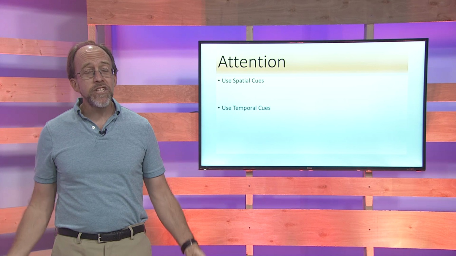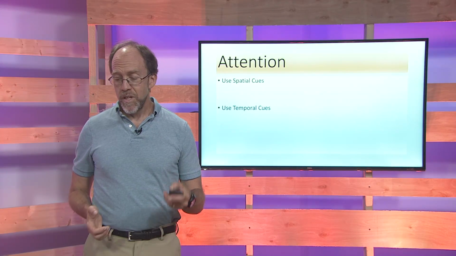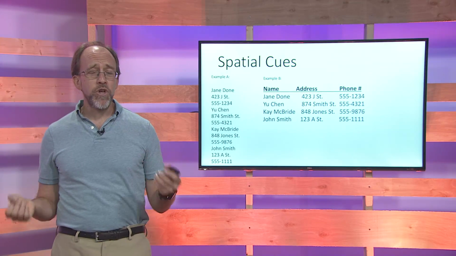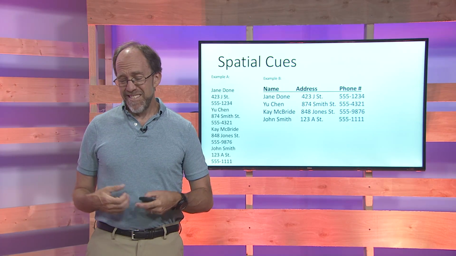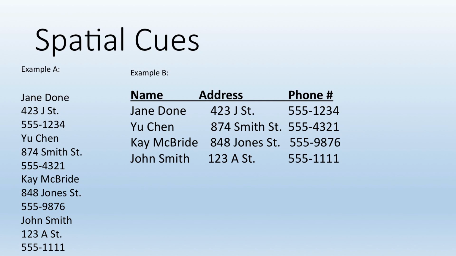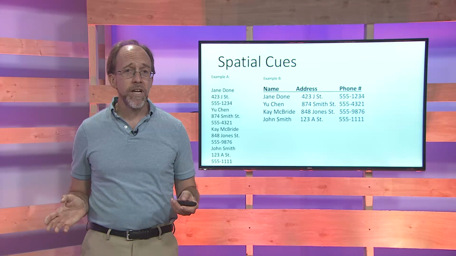Now, how do you do that? There are all sorts of different ways, and really it's just simple organization by using spatial cues and temporal cues and simple reminders. So what do we mean by a spatial cue? If you look at example A, that's kind of hard to read. But if you look at example B, that's pretty easy to read. That's a simple example of a spatial cue, just the way that you present the information on screen.